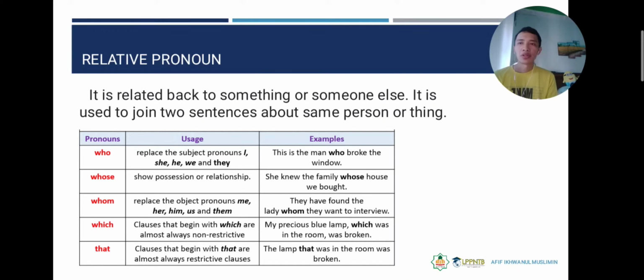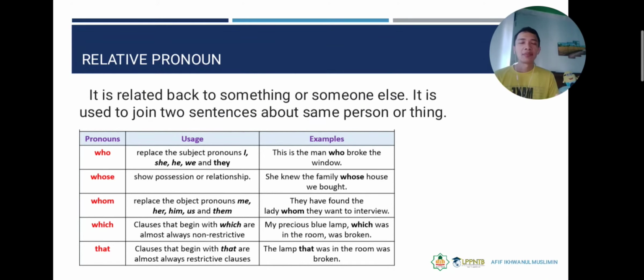And the next one we have is which. Which can be used to connect two sentences talking about non-humans. It can be an animal, a plant, or something non-human. For example, we are talking about a lamp, so we can use which to connect two sentences about the lamp. My precious blue lamp, which was in the room, was broken. In the first sentence, my precious blue lamp was in the room, and in the second, my precious blue lamp was broken. I don't want to repeat these long words again and again, so I replaced my precious blue lamp with which to connect two ideas about the blue lamp.